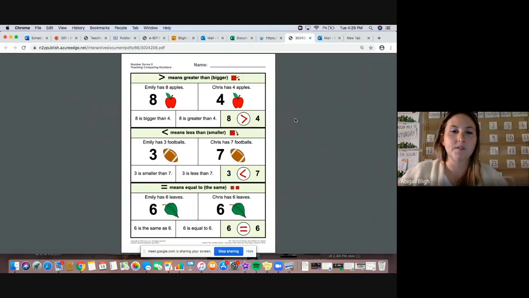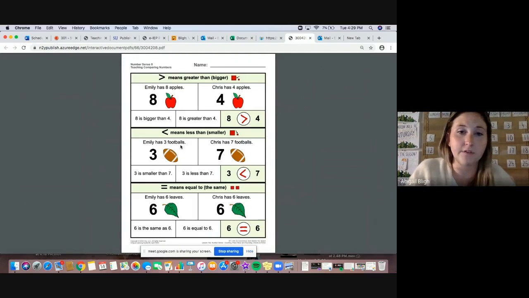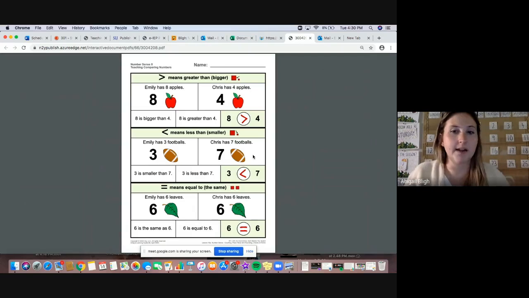Okay? So the next one says, this sign means less than or smaller. So it says Emily has 3 footballs and Chris has 7 footballs. 3 is smaller than 7. 3 is less than 7. So the way they showed that is that 3 is less than 7. So if we were to flip-flop that, the number that's bigger, 7, is the number that the Pac-Man or the alligator is eating. They want to eat the bigger number because the bigger number has more food because it's bigger, right?